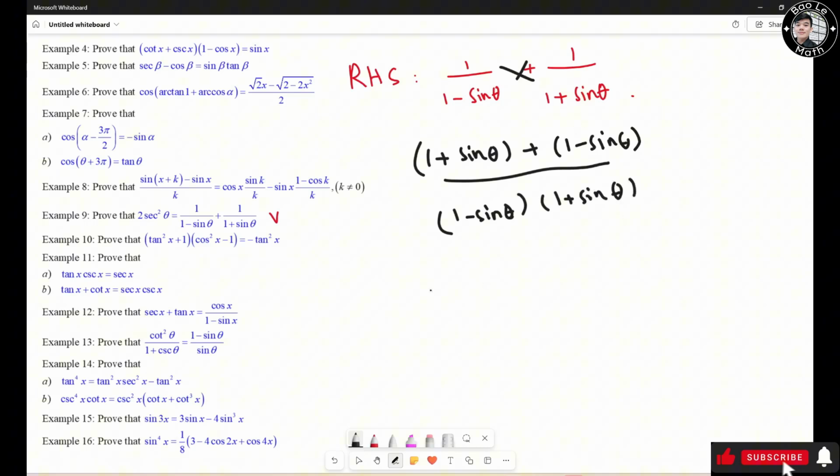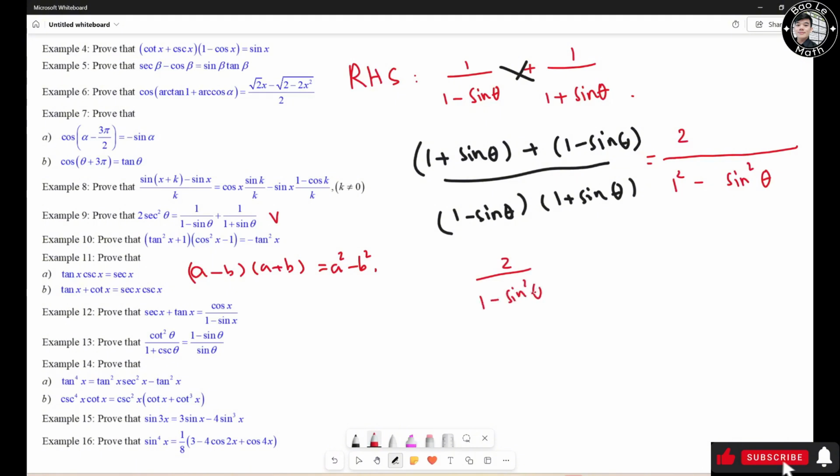So the top right here, I just simplify. It's going to be 1 plus 1 is going to be 2, right? Sine theta minus sine theta is going to be 0, right? The bottom right here, I use difference of 2 square, right? So it's going to be 1 square minus sine square of theta, right? Remember, you have a minus b times a plus b. It's going to be a square minus b square, right? So this guy turns out to be 2 over 1 minus sine square theta, right?